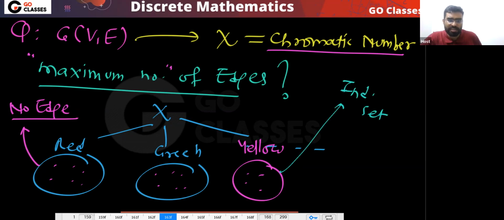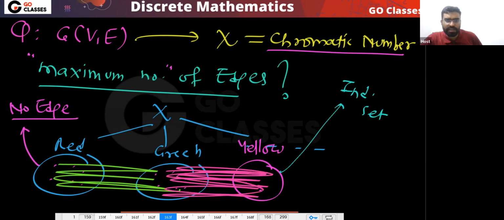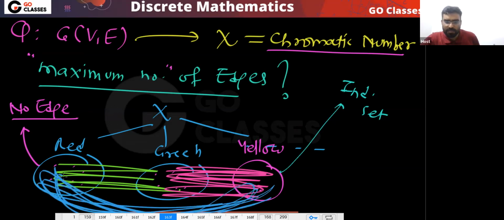So if you want the maximum number of edges, what will you do? Between every vertex of this and every vertex of this, there will be edges. This is the type of situation you will create. Do you agree? Basically, we cannot find the number because we need the data: how many vertices are here, how many here, how many here. But I am saying that to get the maximum, this is what you can do.